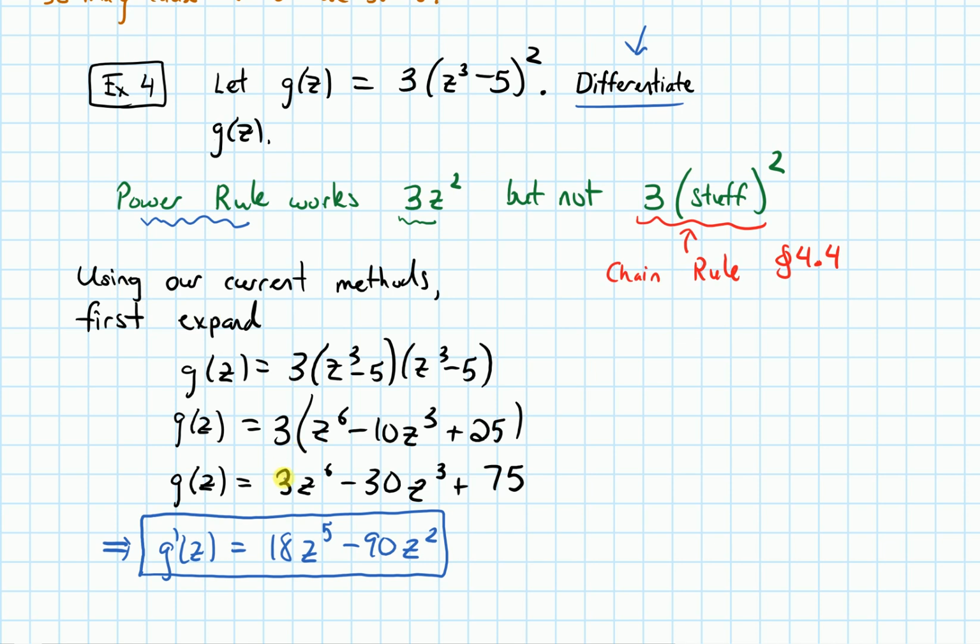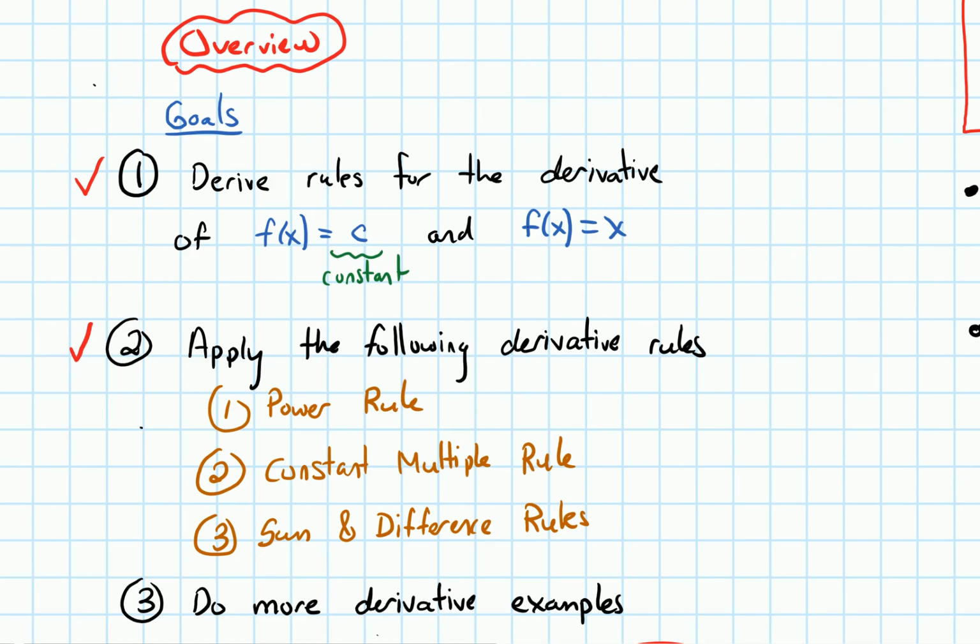And once we did, we could then handle it with the power rule, and also we used the sum and the difference rules and constant multiple rule. So that was kind of the moral there. Put it into a form that we can handle, and then use the rules that we already know. But later in section 4.4, we will learn a better way for doing this, using the chain rule. All right, so we've made it to our last goal of this section, which was just doing more derivative examples.